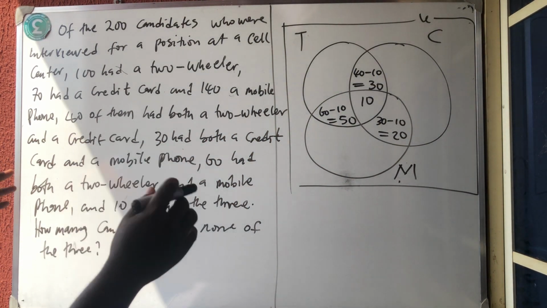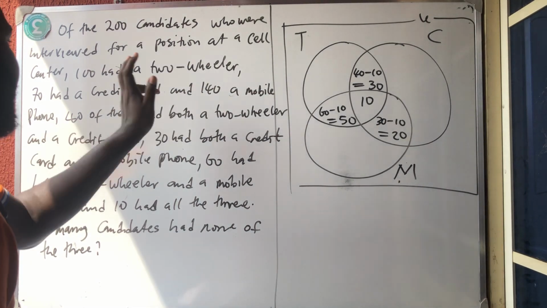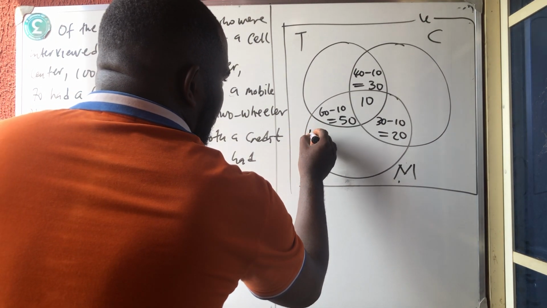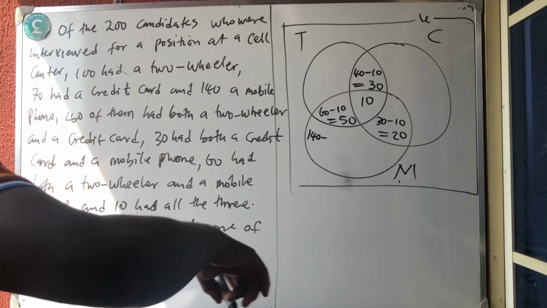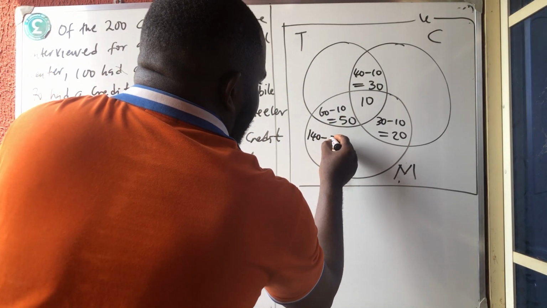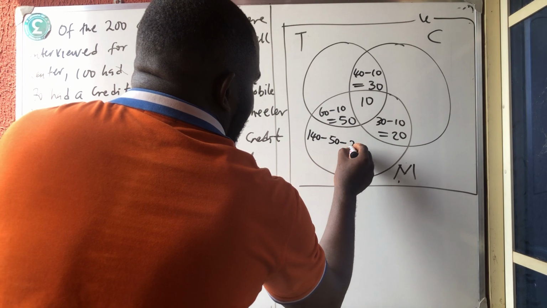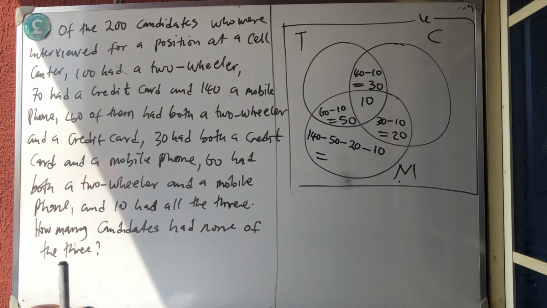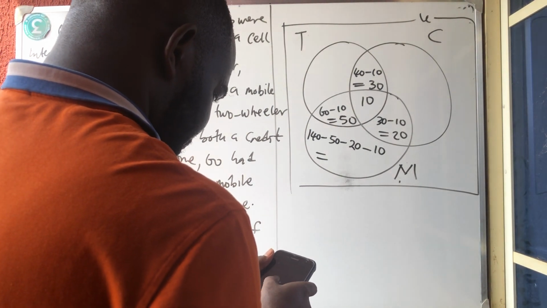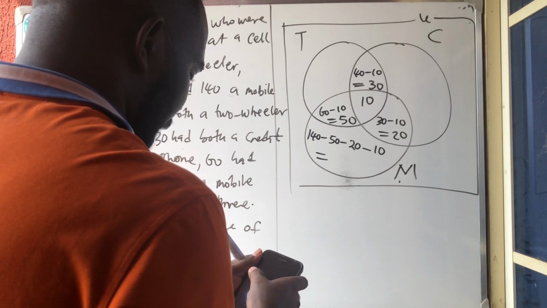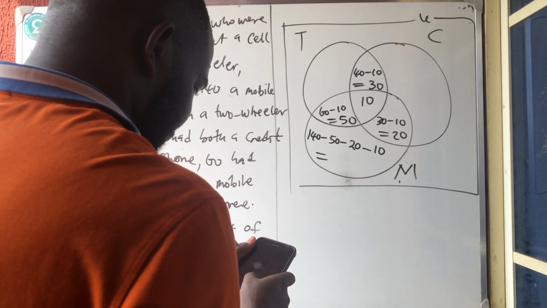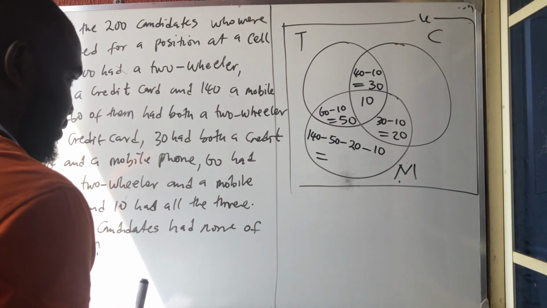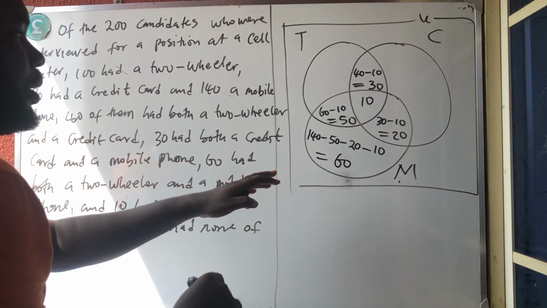Now, let's go to 1, 1. 140 had a mobile phone. I'm supposed to write 140 here, but because they did not say only, I will say 140 minus everything that entered inside of mobile phone: 140 minus 50 minus 20 minus 10. So I'm having 60. So only mobile phone is 60.